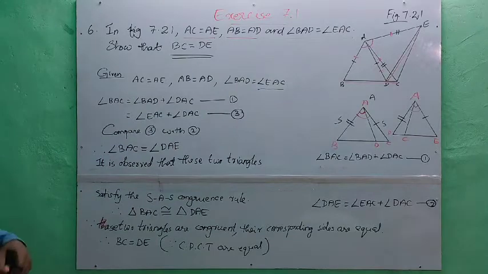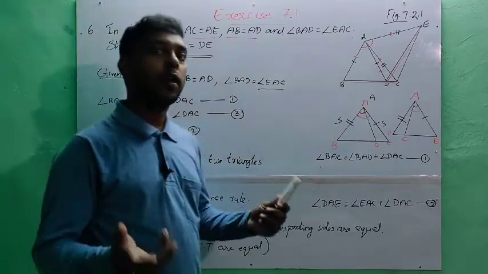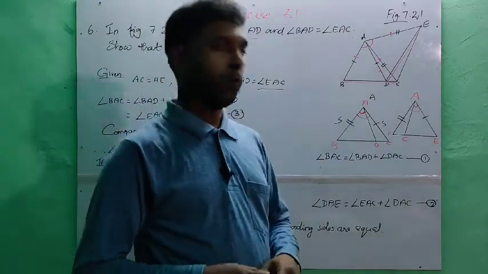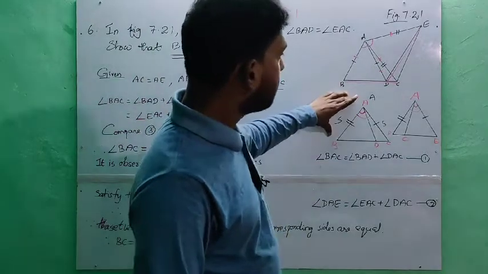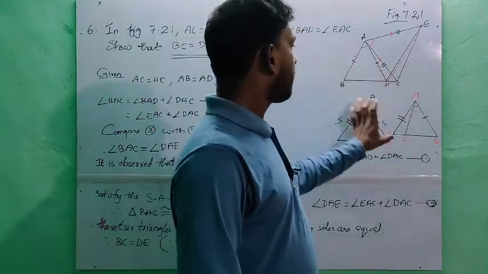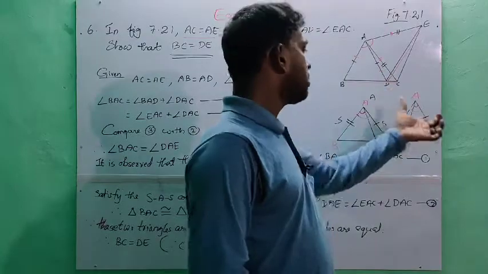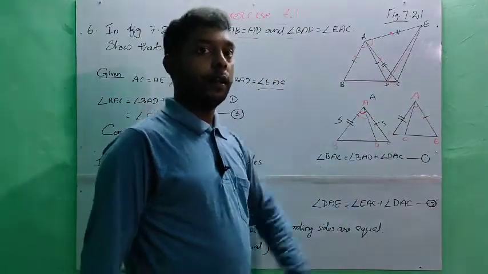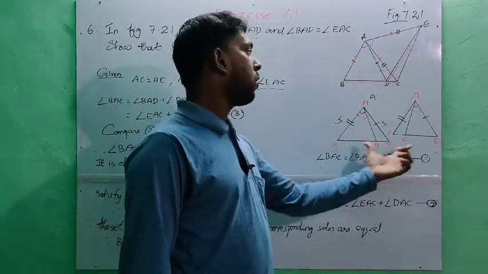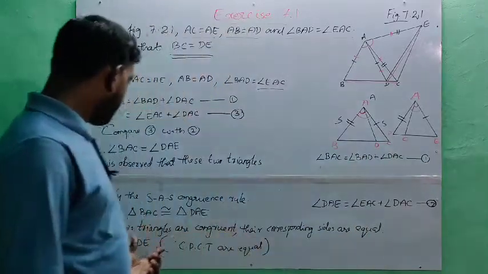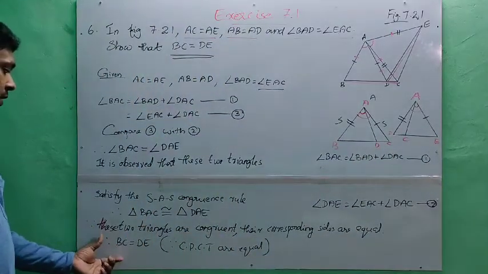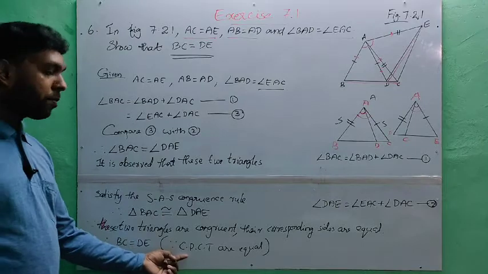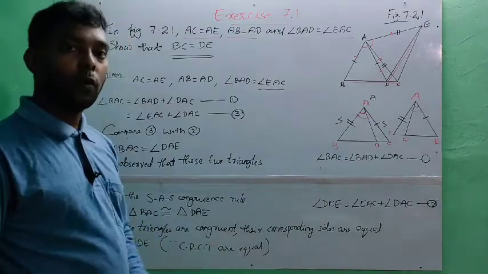If these two triangles are equal, all their corresponding sides should be equal. That means AB should be equal to AD, AC should be equal to AE. If these two pairs of sides are equal, obviously BC should also be equal to DE. That's why we have written BC is equal to DE. Why? Corresponding parts of corresponding triangles are always equal.